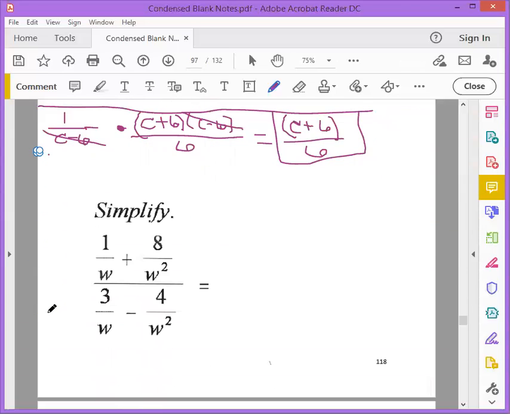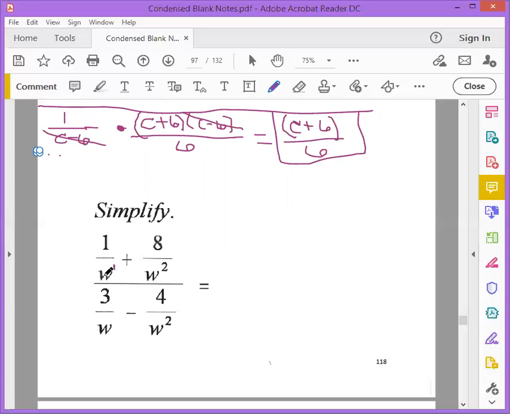All right, the next problem we see, we're simplifying again. 1 over w plus 8 over w squared. We need to combine these terms, but before we can add these two fractions, we have to have common denominators. We have w to the second power in this fraction on the right side and w to the first power, right, in the fraction on the left.